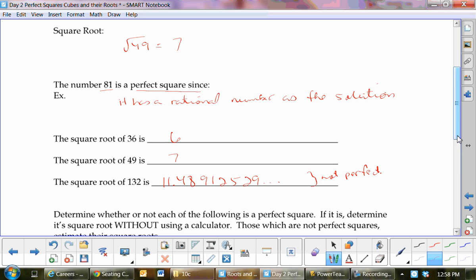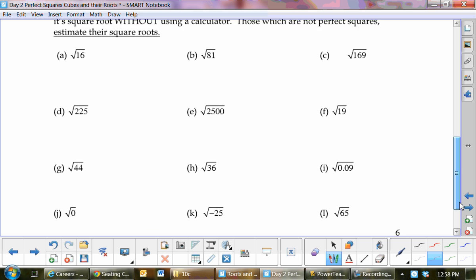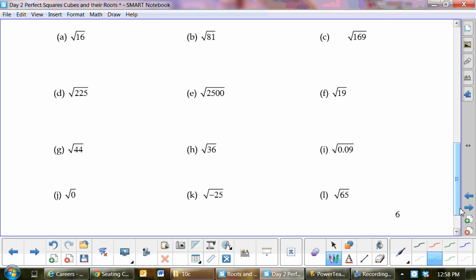Now, what we're going to do is all of these without our calculator. I don't want any calculators out. Let's do these with our brains. Let's just do them together. Square root of 16, 4. 81, 9. 169. 225. Good. 2,500. 76. 9. Wow. Okay.